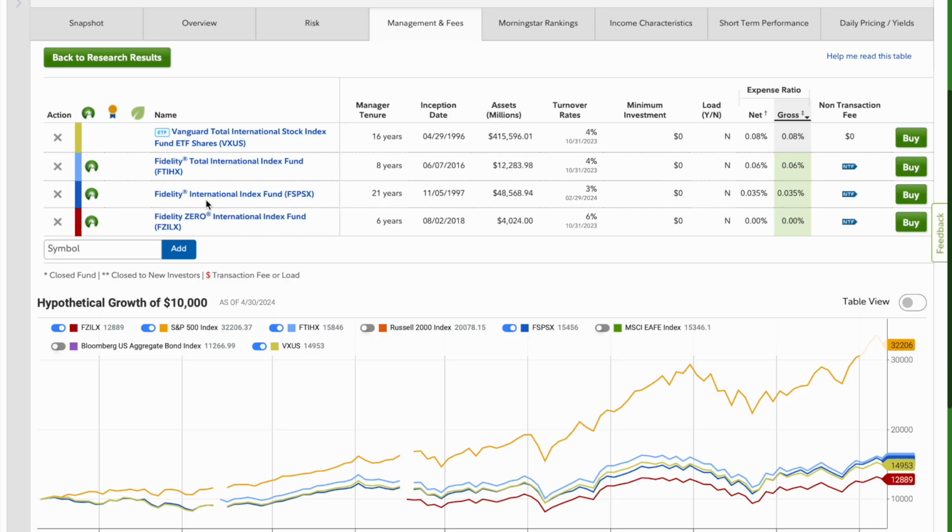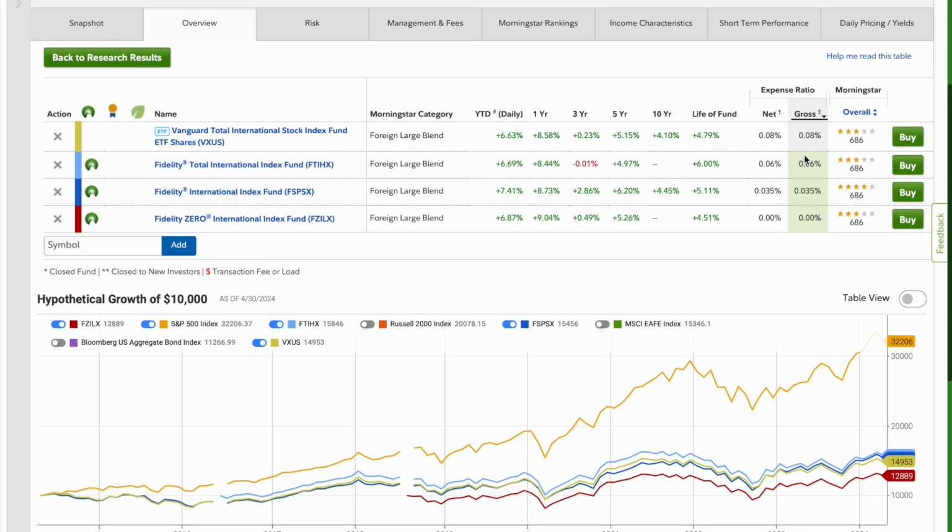So here we have the international fund FSPSX, which has been around for 21 years. And out of those 21 years, it's only had that 4.5% life return. So that's very low. Next, you have the FTIHX, which is 8 years. And then you have Vanguard's VXUS, which has been around for 16 years. So I definitely enjoy seeing how long a company has been around and how much of the overall returns they've made with the life of the fund. So I think that's very important to look into.